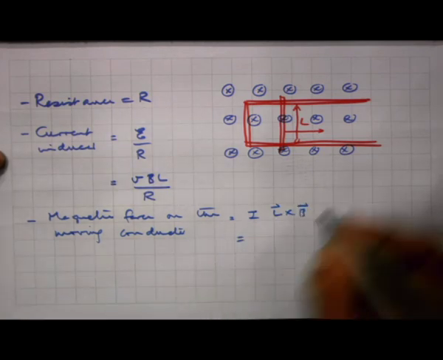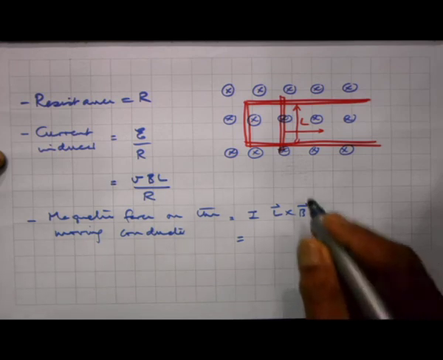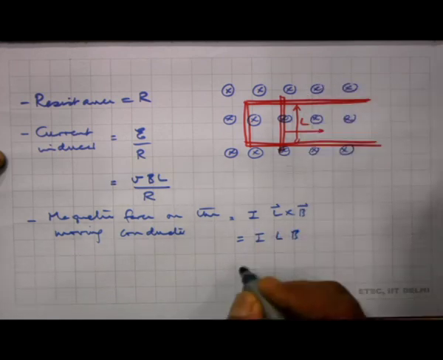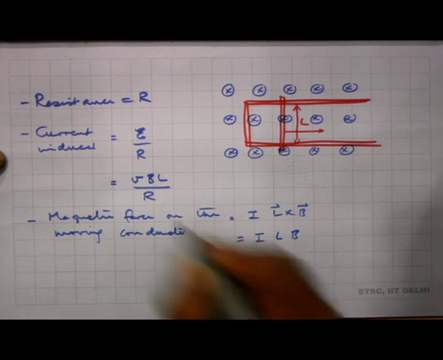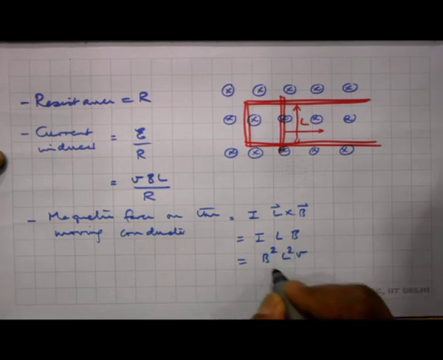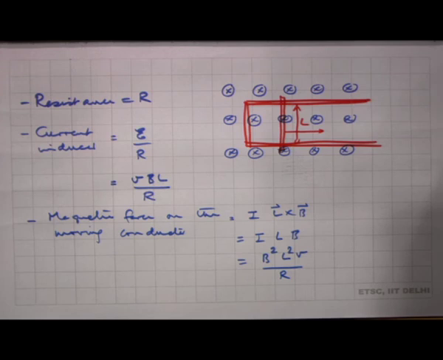I L cross B, where L is the length, and because L and B are perpendicular to each other, this is nothing but I L B, and I have calculated the current. So, this is equal to B square L square V by R. That is the magnetic force on the current carrying conductor.